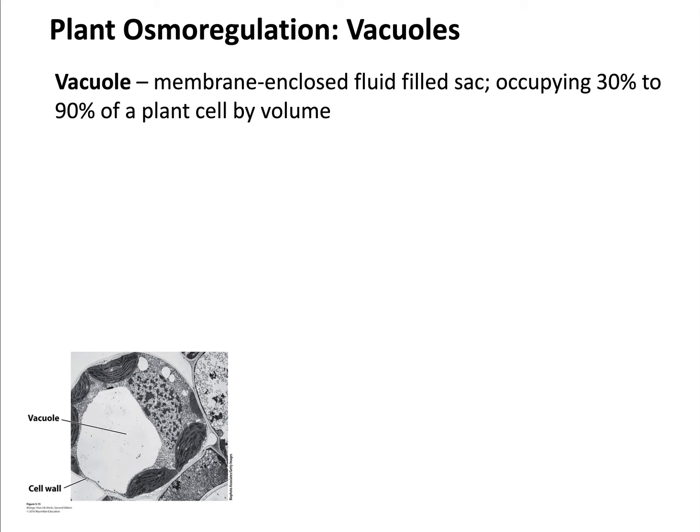And part of the way that plants osmoregulate and maintain this turgor pressure is the use of something called a vacuole. A vacuole is just a membrane-enclosed fluid-filled sac that occupies anywhere from 30 to 90% of a plant cell by volume. So a huge percentage of a plant cell is taken up by this thing called a vacuole. And this vacuole plays a very important role in maintaining that turgor pressure. Here you can see a plant cell. Here's the cell wall. And then this membrane-enclosed fluid-filled sac, this is a vacuole here. And you can see it's taking up a very large percentage of the plant cell.